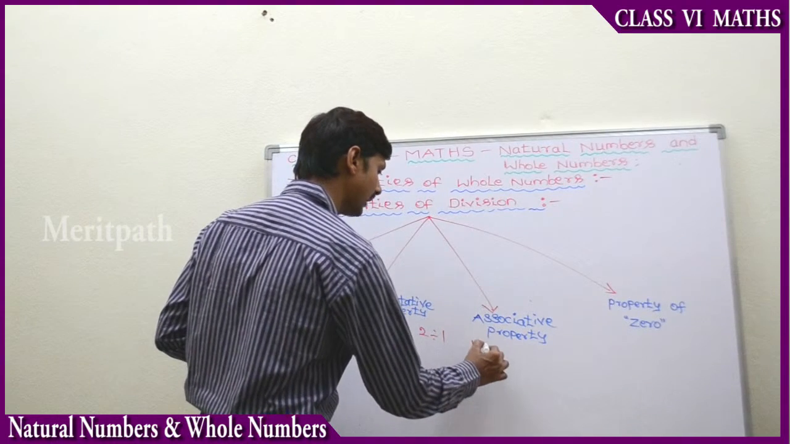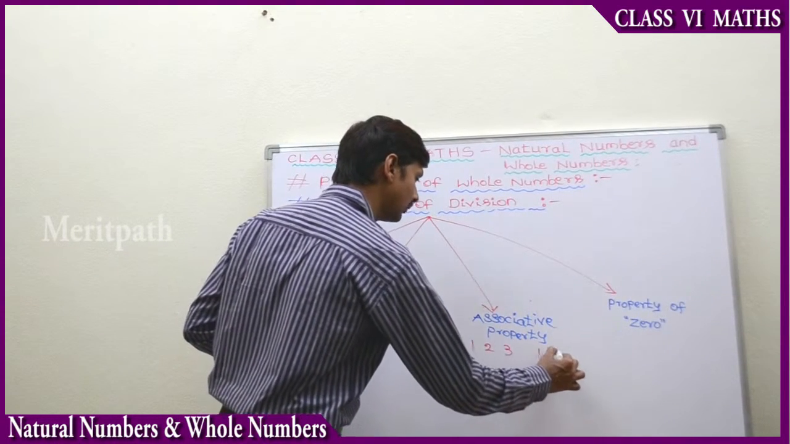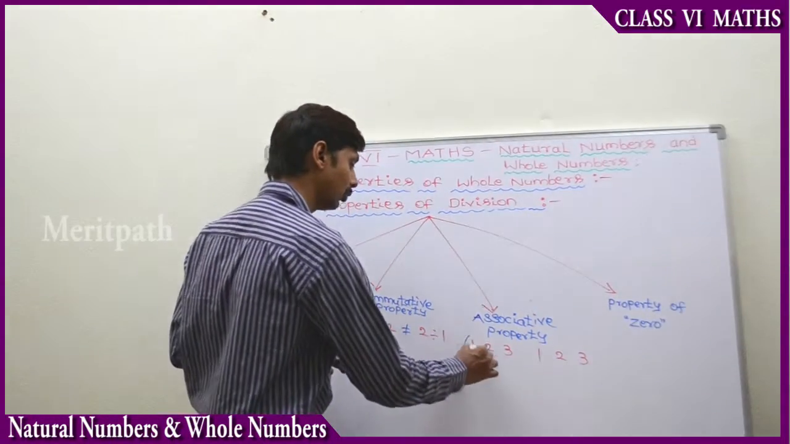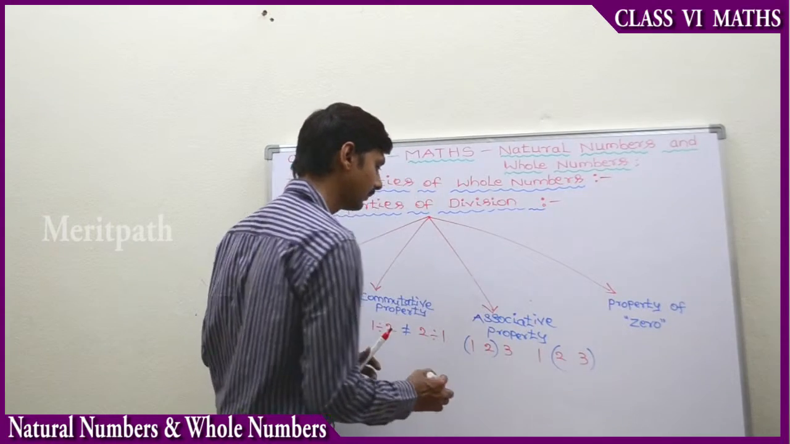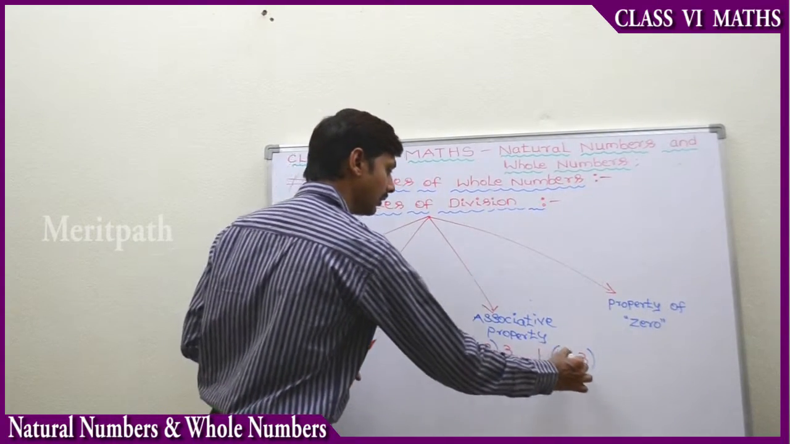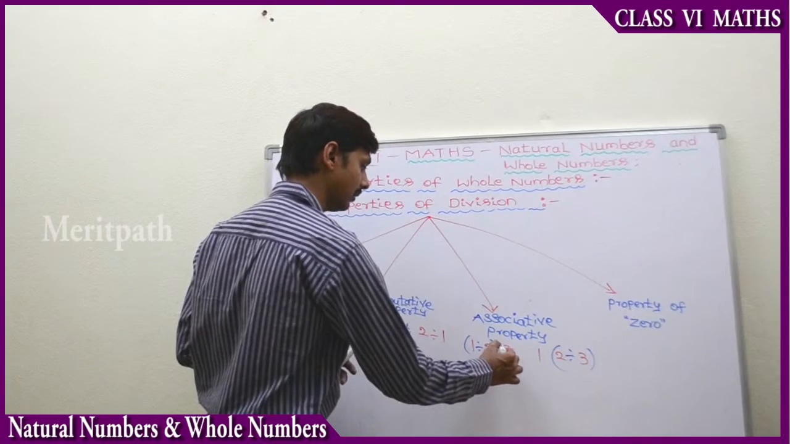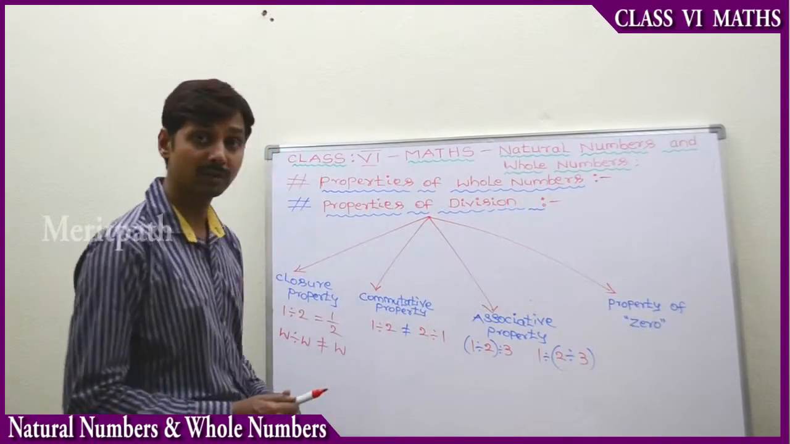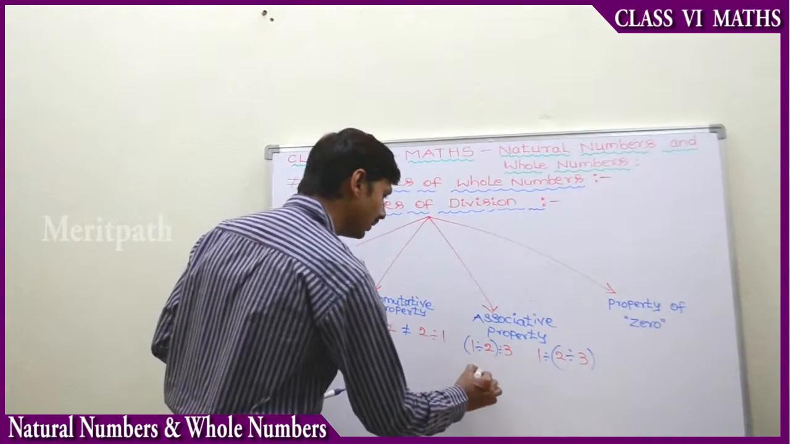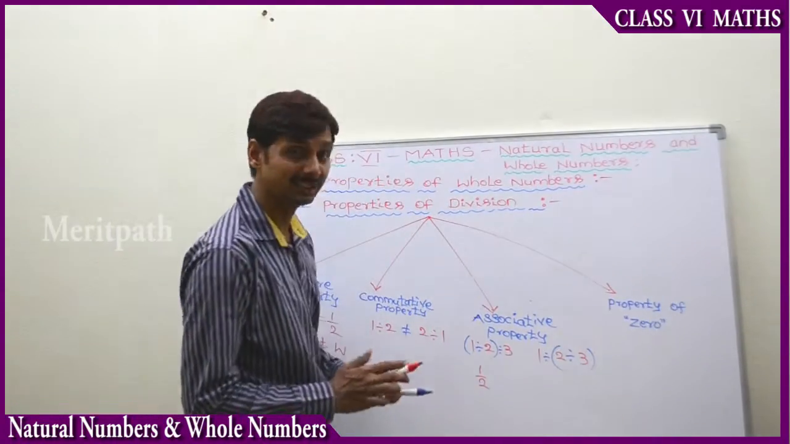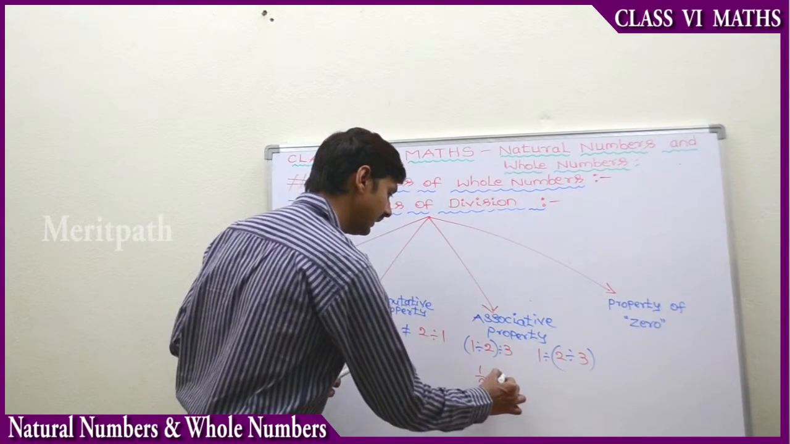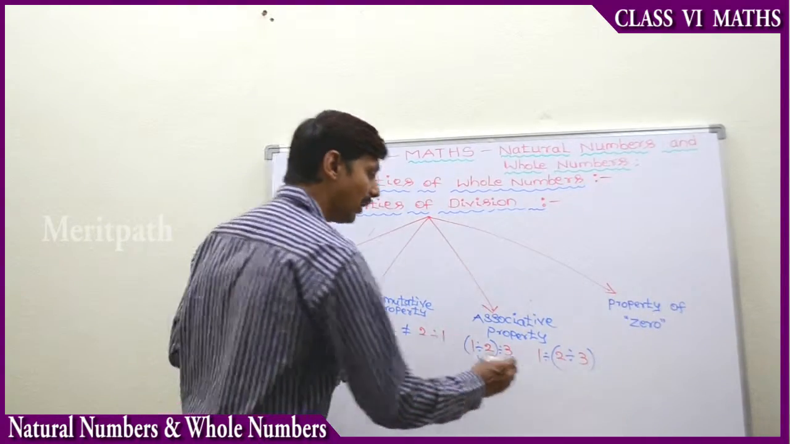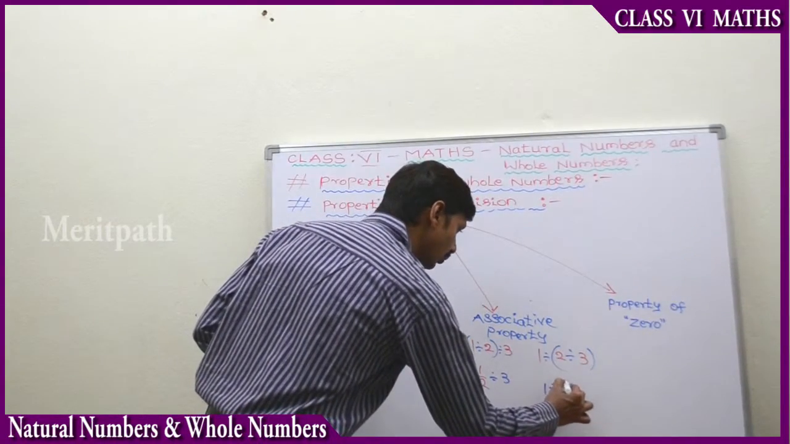Take three numbers, 1, 2, 3, and 1, 2, 3. Here, let us take the group of 1 and 2, and 2 and 3. Divide these two, and divide these two, and also divide the first numbers. Let us see whether these both values are equal or not. 1 divided by 2 is a fraction, and divided by 3 we will also get a fraction. So 1 divided by 2, divided by 3.